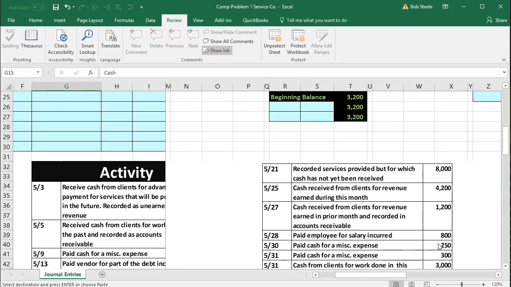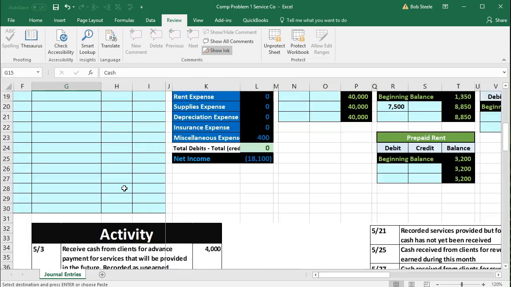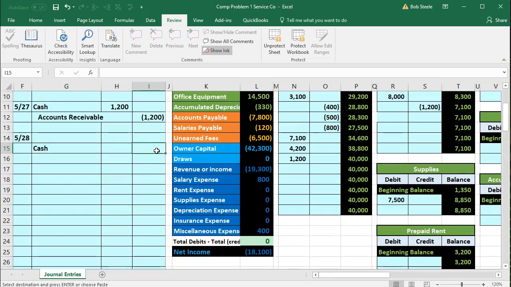So, or sorry, 800. So we're going to start with the credit to cash of 800. If we credit something, we also then need to debit something for that same 800. The question then being, what do we debit?